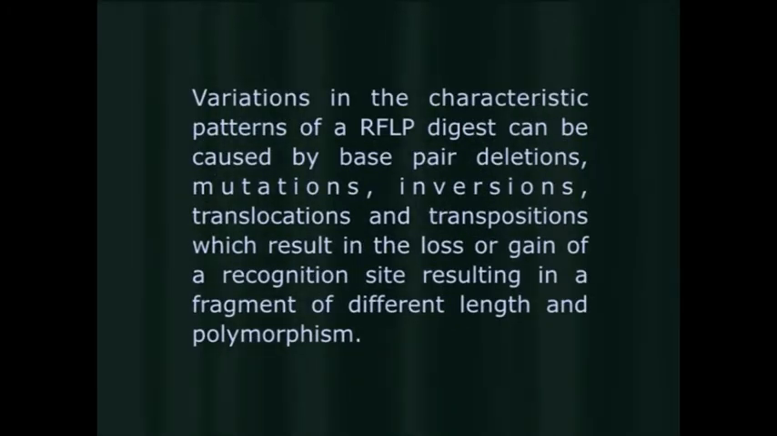Variation in the characteristic patterns of an RFLP digest can be caused by base pair deletions, mutations, inversions, translocations, and transpositions, which result in the loss or gain of a recognition site, resulting in a fragment of different length and polymorphism. Only a single base pair difference in the recognition site will cause the restriction enzyme not to cut.